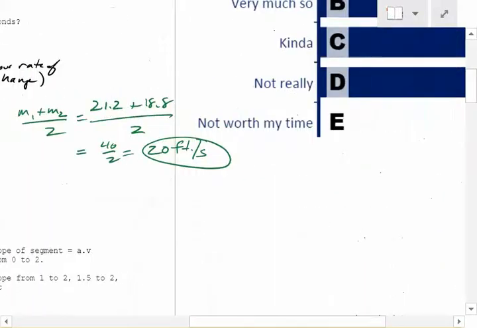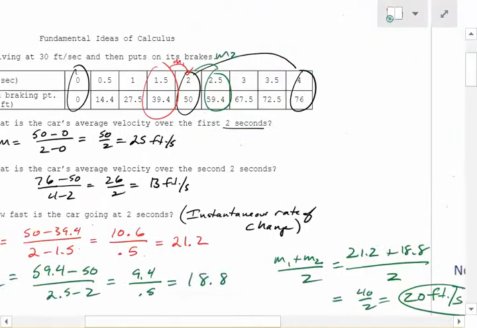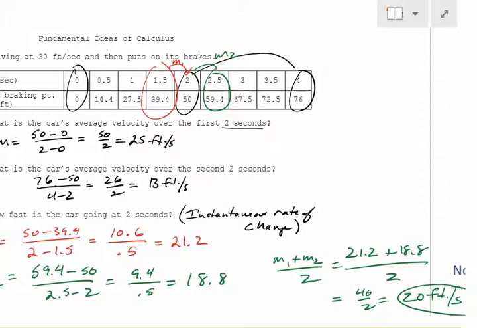Closer to like, so you mean like 1.9? Oh, is it at 2? I'm sorry. 1.9 and 2.1. I was looking at the wrong ones, yeah.